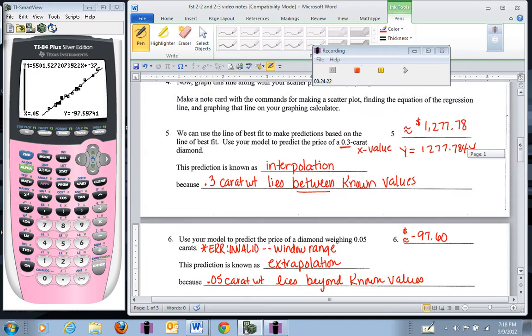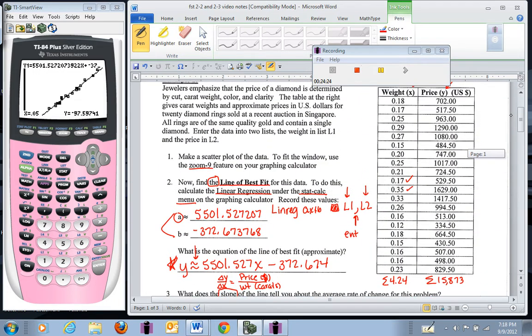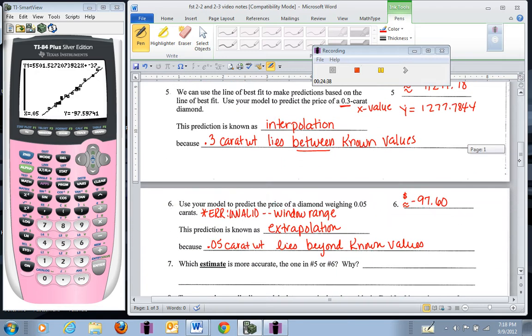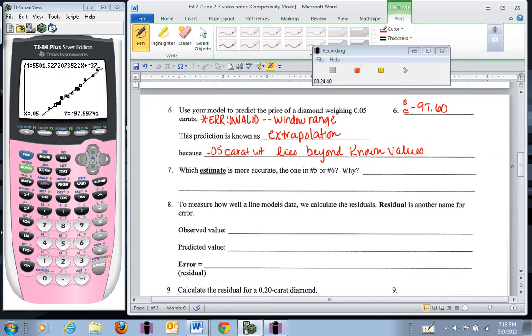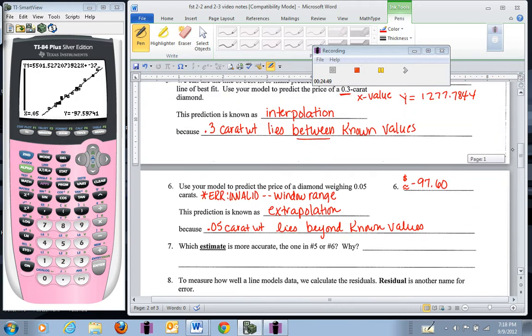If I go back up to my chart, I don't have anything that small in my chart, do I? Let's see, what's our smallest one? Is it 1/1200 of a carat? It must be about 1/1200 of a carat. So in other words, they were trying to do a prediction for something that doesn't belong within the range of our known values. Okay? It wants to know which one of these estimates would be more correct: the one from number 5, where we were doing a 3/10 carat diamond, or the one from number 6, where we're using the 500 carat diamond.